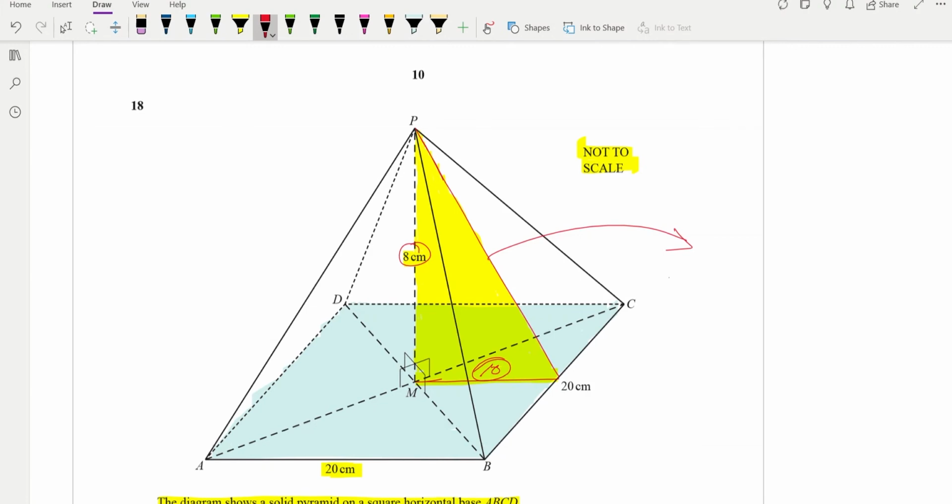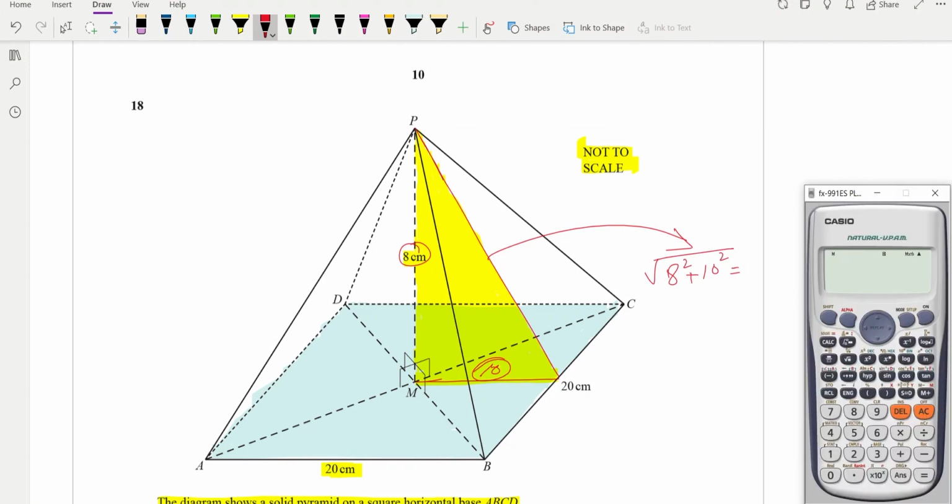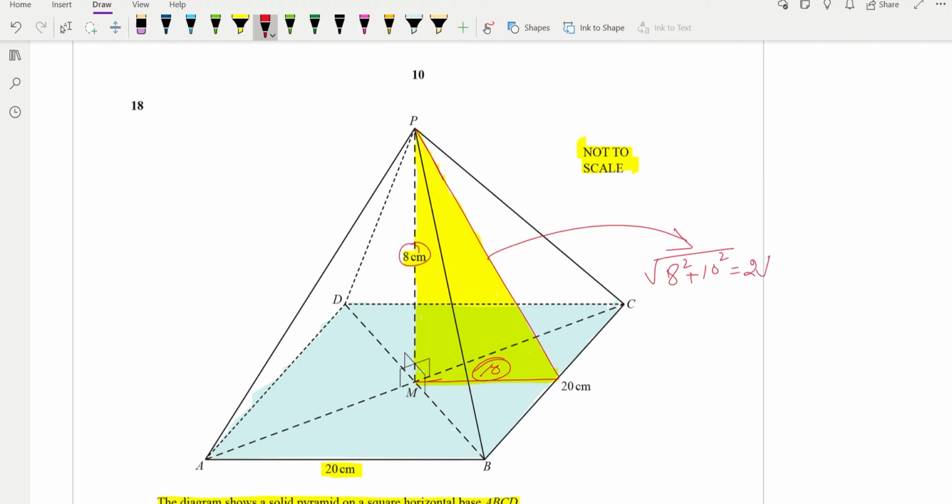So we can take, by Pythagoras theorem, the square root of 8 squared plus 10 squared, and this will be equal to 2 square root of 41. This will be the slanting height.